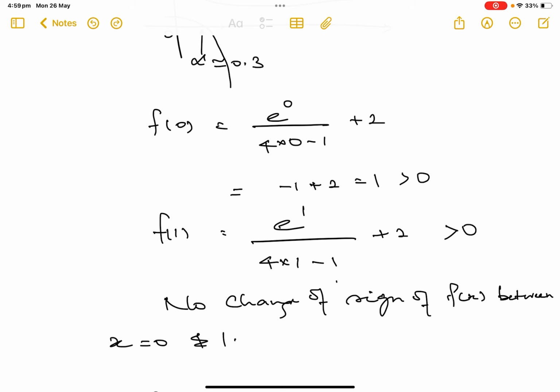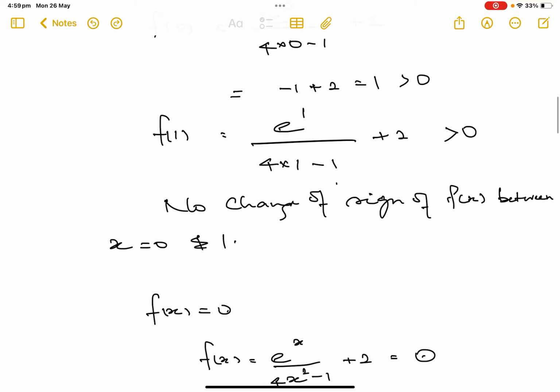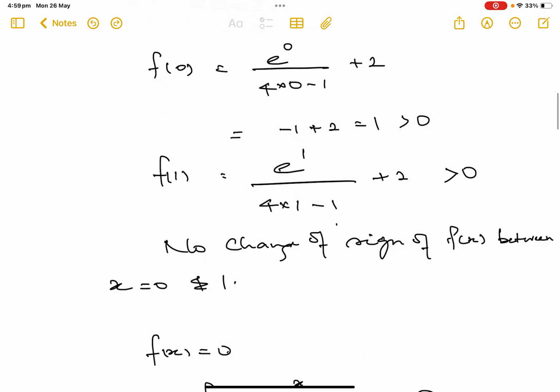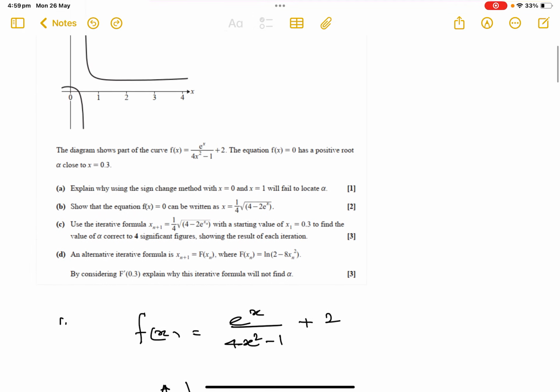And then f(1): e to the power 1 divided by 4 times 1 minus 1, plus 2. That is also greater than 0. So the sign does not change. If the sign changed, of course we could locate the root. But here both signs are positive, so there is no change. Therefore it fails to locate alpha, as there is no change of sign of f(x) between x0 and x1. So that's the answer for the first part.